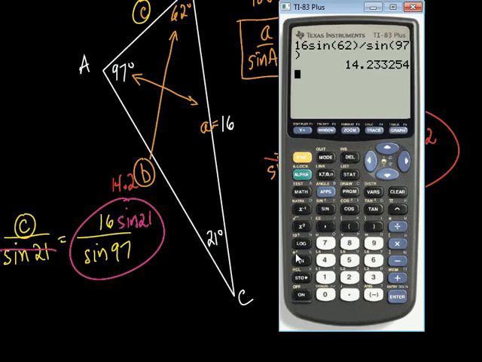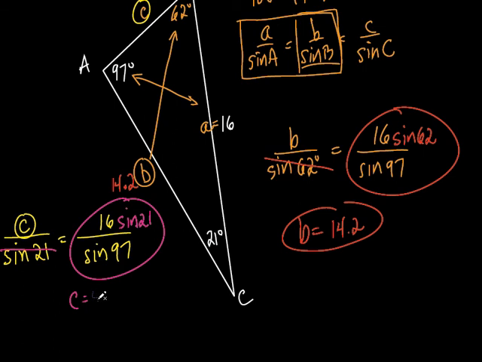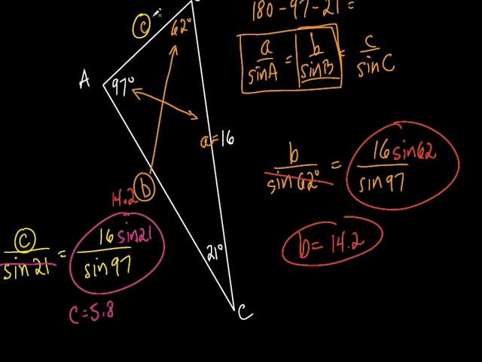Again, make sure you're practicing this. 16 sine of 21 divided by the sine of 97. And then you get 5 point. It says round it to the nearest tenth. Are we going to write 5.7? What are we going to write? 5.8, right, because this 7 rounds this one up to an 8. So C is around 5.8. It's not exactly 5.8. It's all approximate. But that's what this is right here.